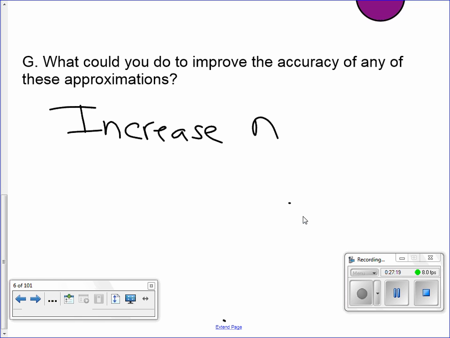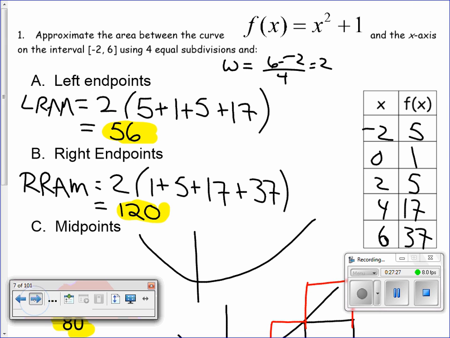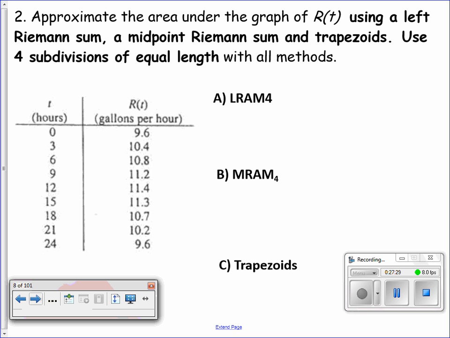The other one that I definitely want to be able to see with you in class today is number 2. I think you'll find 3 and 4 easy, but number 2. It's a table problem, right? But if you look at it, we want to approximate the area under this graph from 0 to 24 using 4 equal subdivisions.